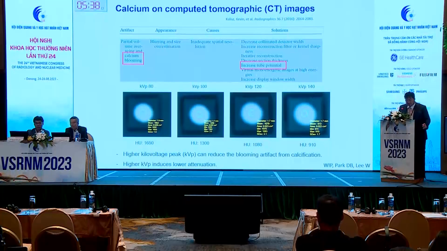Calcium in computed tomography is always a problem. I copied these images from a guideline published in 2016. A solution for calcium blooming is increased tube potential, and some articles also recommend high kVp for coronary artery stents. So I tried to measure that with a phantom. If we increase the tube voltage to 140, that really decreases the calcium blooming.